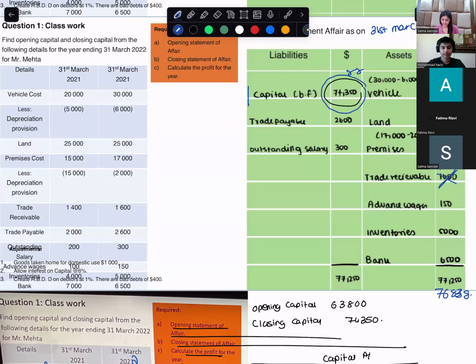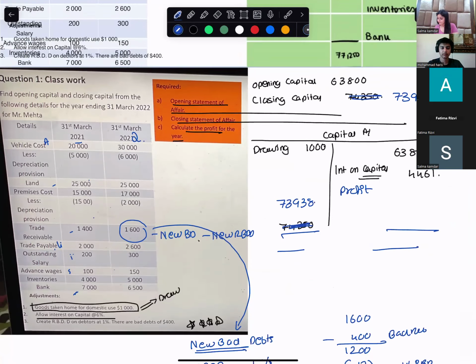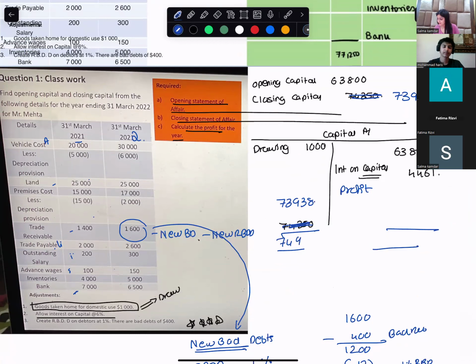76,838. Now minus 2,600. You have a calculator, right? Yes, I can. So your closing capital will be 73,938. Closing capital 73,938. So can you find your profit for the year as the balancing figure? Yes. So it becomes 74,938.